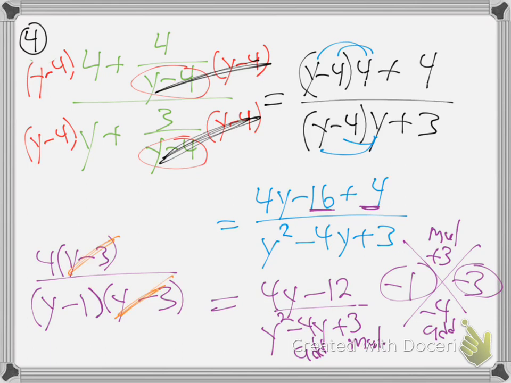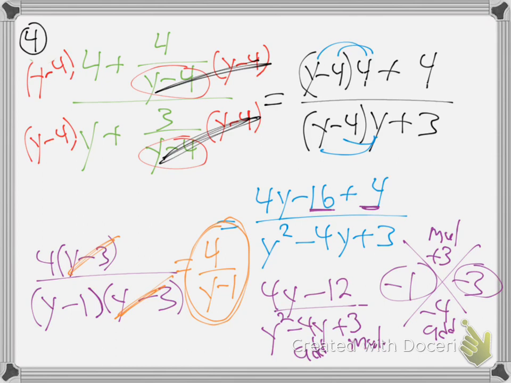Cancel. We're almost done with this crazy problem. And so then in the end, it's 4 over y minus 1. It really cleaned up, didn't it? Really simplified. It's just 4 over y minus 1. That big old mess cleans up quite a bit. Is that good?